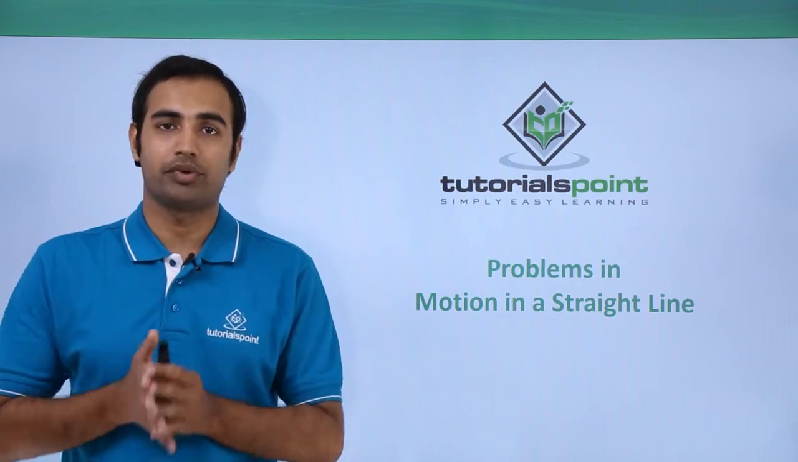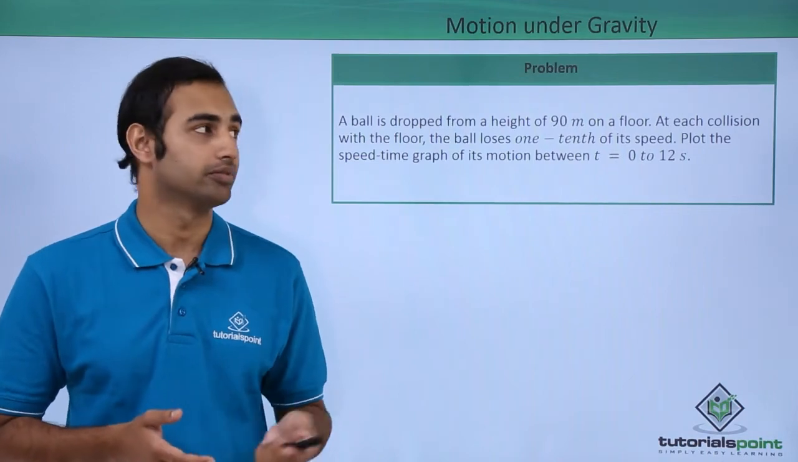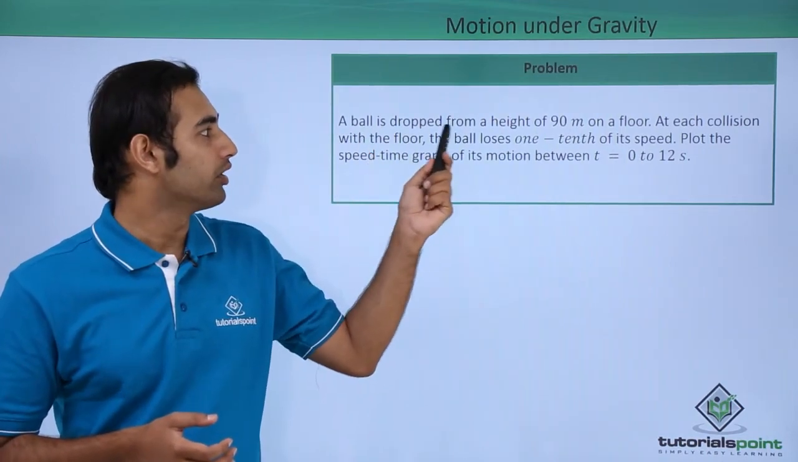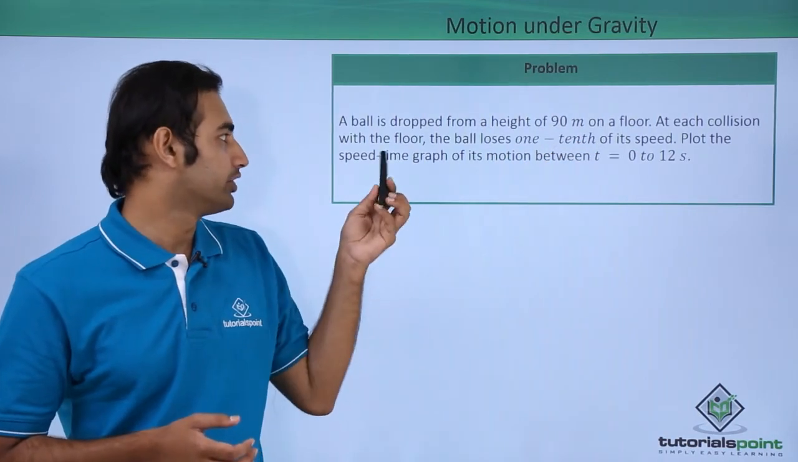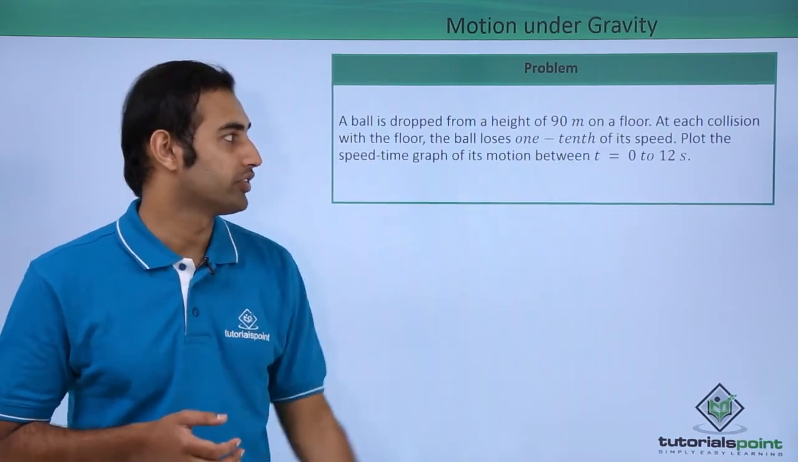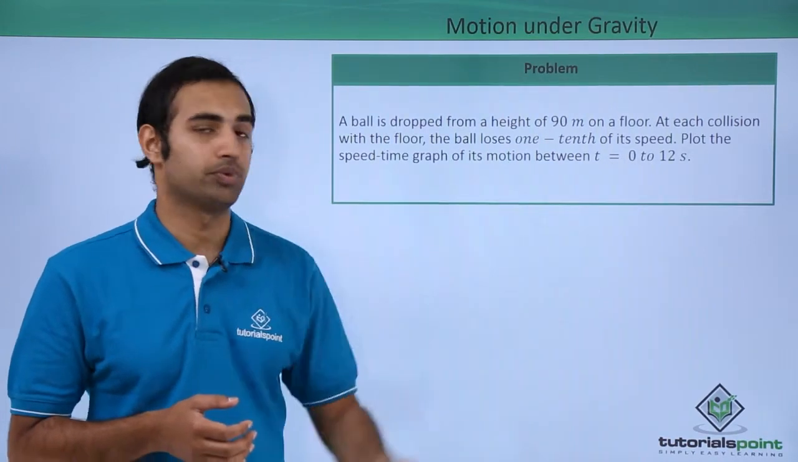Let's talk about another problem in one-dimensional kinematics. This one deals with the motion under free fall. The problem says a ball is dropped from a height of 90 meters on a floor. At each collision with the floor, the ball loses 1/10 of its speed. Plot the speed time graph of its motion between 0 to 12 seconds.